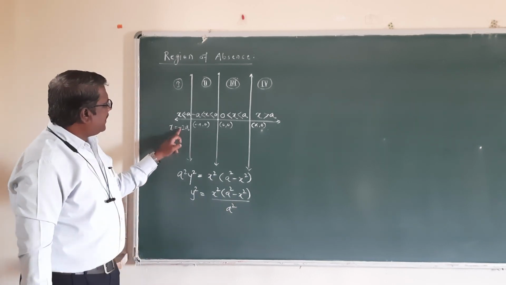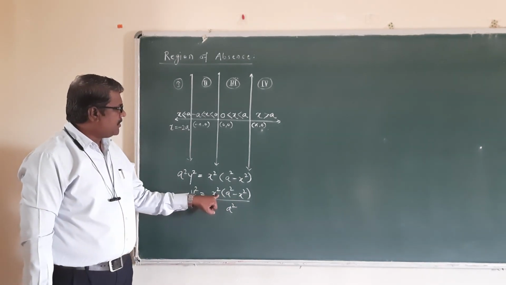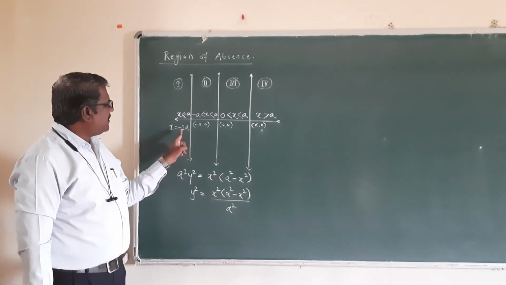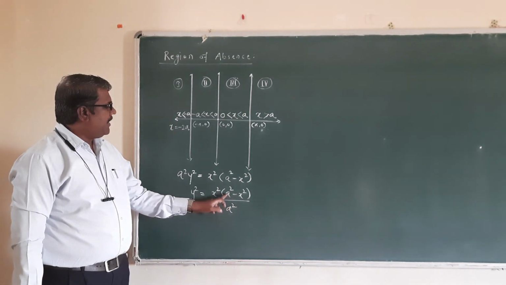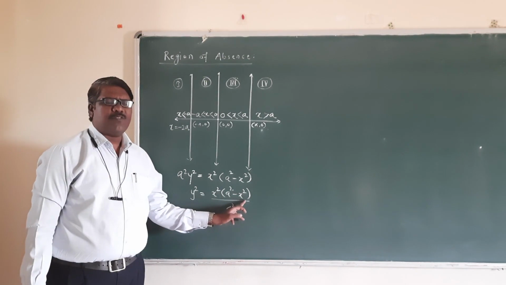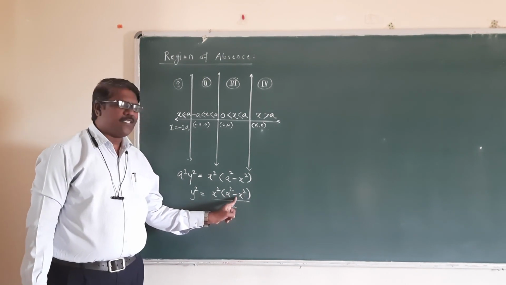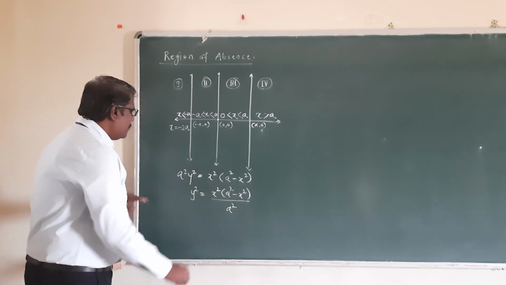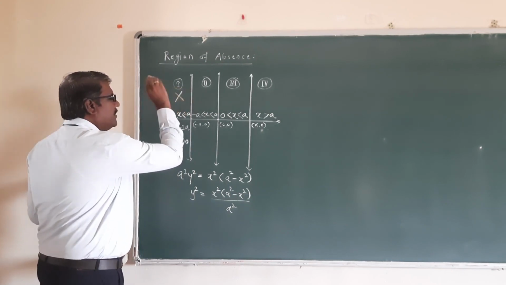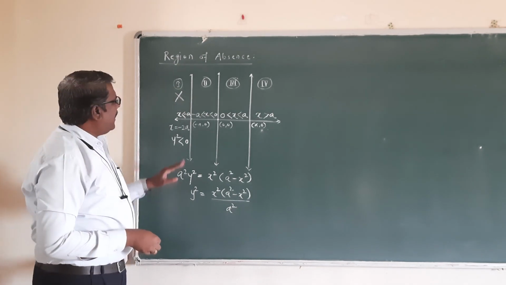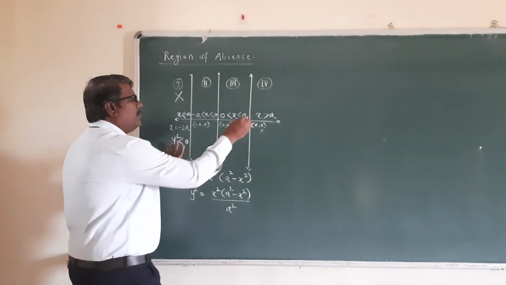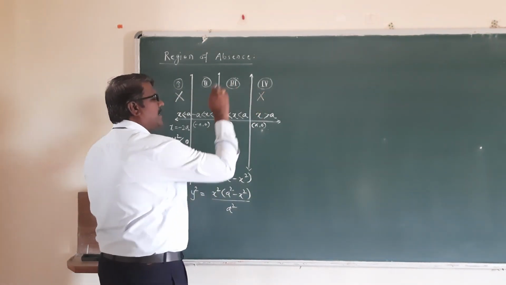Now when x is minus 2a, this is positive. But when x is minus 2a, this will be a square minus 4a square. So a square minus 4a square is minus 3a square. It means this is negative. So y square is less than 0 and therefore the curve is absent. Now as the curve is absent in the first partition, by symmetry it must be absent in the fourth partition.